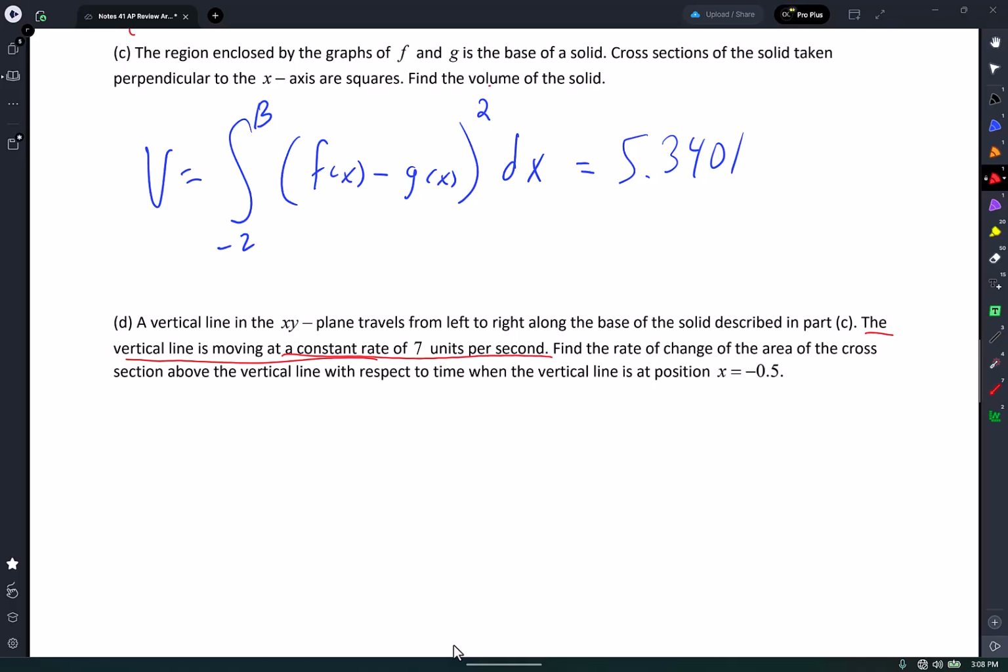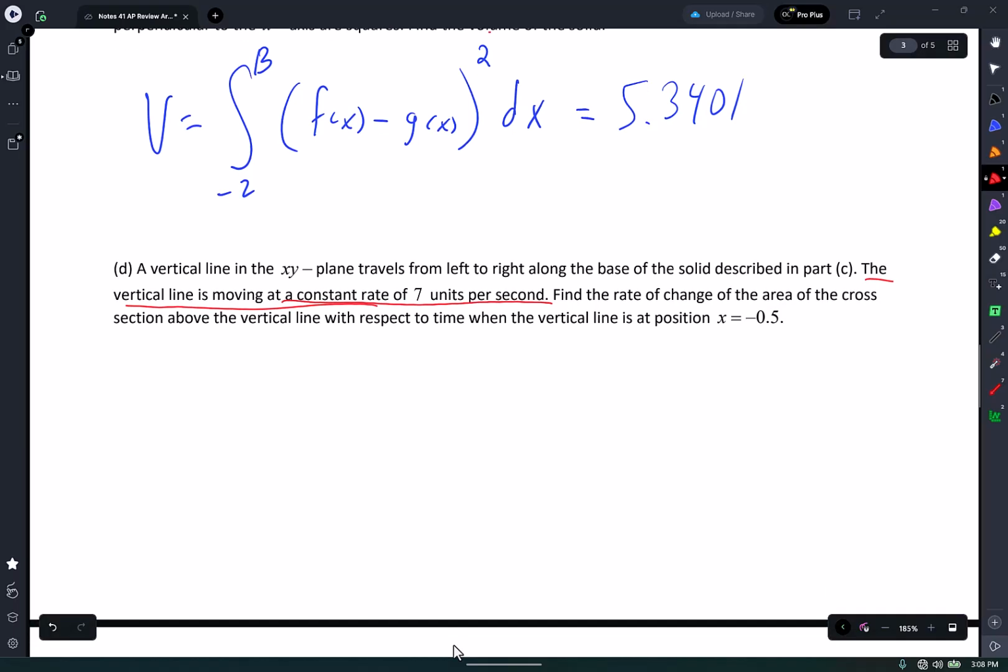The vertical line is moving left to right at 7 units per second. So what is that 7 units per second? Give me the symbols. No, it's just 7 units per second. But it's moving left to right at 7 units per second. So that is horizontal motion. So give me what is it, a dy/dt? Is it a dx/dt? Is it a dv/dt? It's a dx/dt.